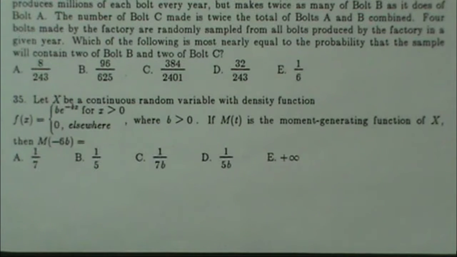Sample exam 6, problem number 35. Let x be a continuous random variable with density function f of x equals b times e to the minus bx, where b is greater than 0. If m of t is the moment generating function of x, then what is m of minus 6b?